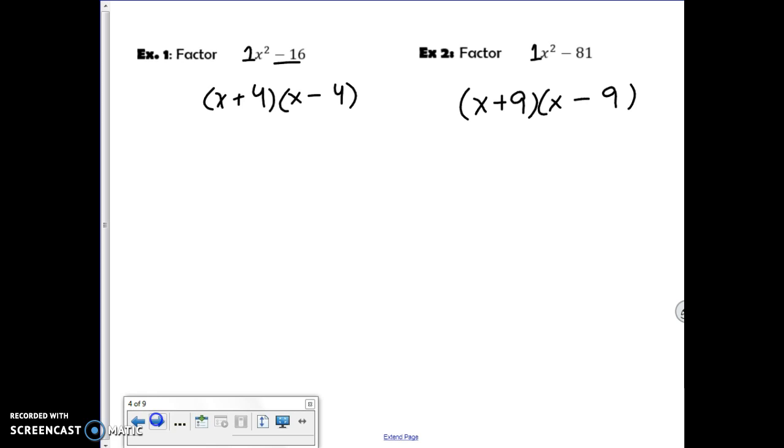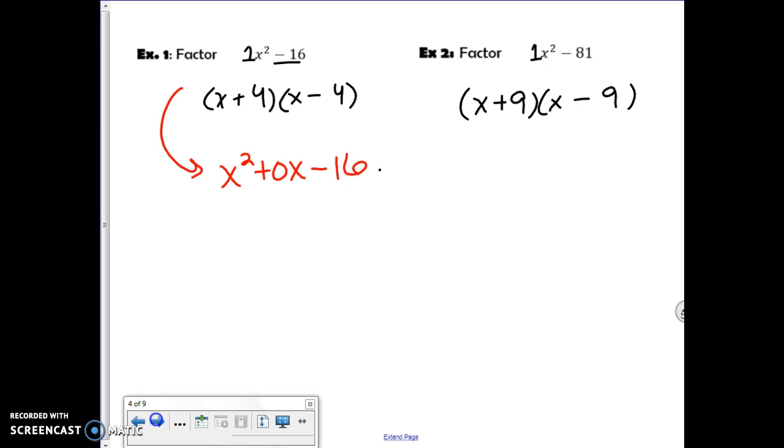The really, really nice thing about these is that if you don't remember the shortcut at all, you can just carry on and you can factor this like we've been factoring for the last 2 weeks. So when I say that, I mean you can treat this as x squared plus 0x minus 16. Remember, we can really add a 0 and it's not going to change the meaning of anything. So then we take a look, okay, what are my factors of 16 that add to 0?